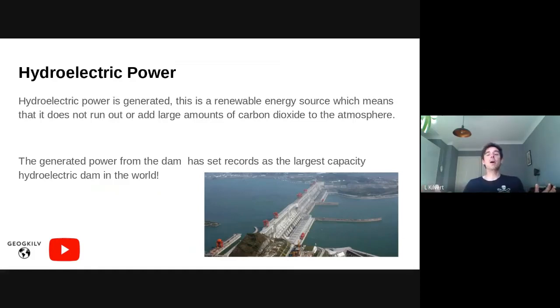Because if it's not adding carbon dioxide to the atmosphere, it's not adding to the enhanced greenhouse effect, and it's not adding to those processes of global warming that we hear about on the news all the time. This particular dam has a huge capacity, and it is the largest hydroelectric dam in the world, and it holds the joint record for producing the most energy over the course of a year. I'm sure that as we move into the future, it will start to smash those records. To put it into perspective, this dam produces around 200 times more energy and power than the Hoover Dam in the United States of America.